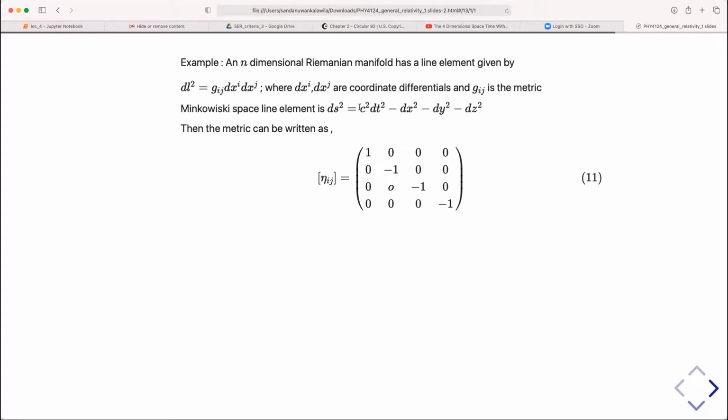If you combine this expression and this expression, you can understand how I wrote the expression for dl squared. For the first term, the metric element g_ij is 1, and this will be dt and dt, so you get dt squared. Then the metric element is minus 1, so you get minus 1 times dx and dx again, because you have the same indices, dx1 and dx1, dx2 and dx2, and so on. Then you get the second element. That's how you write it.